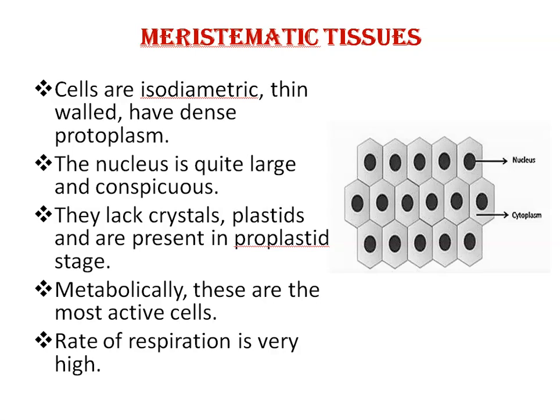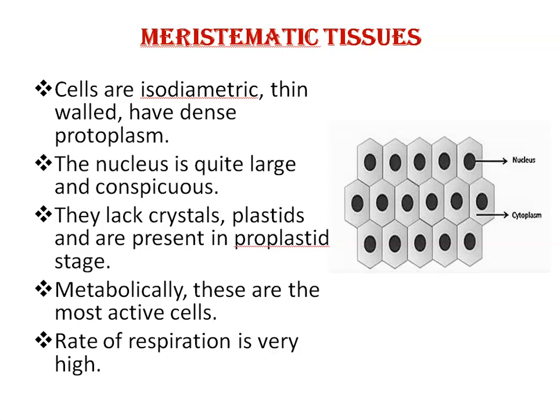First is meristematic tissues. Meristematic tissue is actually a group of cells which is always in a state of active cell division, or the cells keep on dividing. For example, root tip meristem, stem tip meristem, cambium, leaf tip meristem, etc.